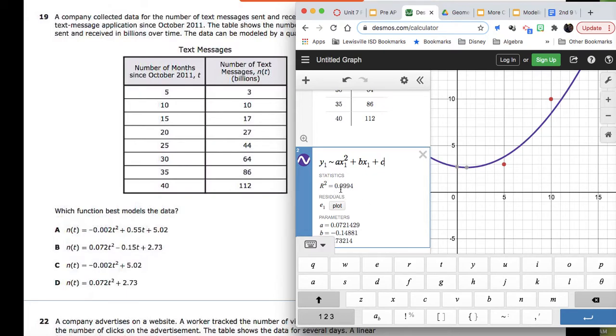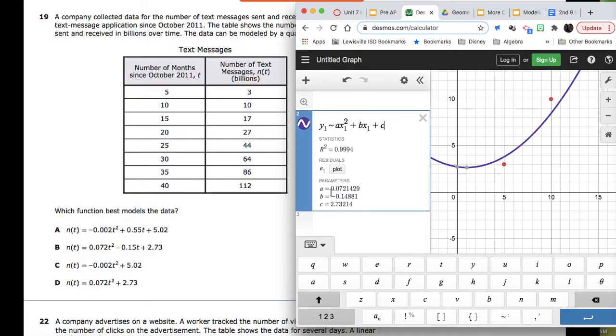This relationship here, 0.9994. Know that 1 is the highest this would go. So this is almost 1. This is a very strong relationship. Then they give you the A, the B, and the C. And these are the numbers that would go in the place of A, B, and C in the formula.